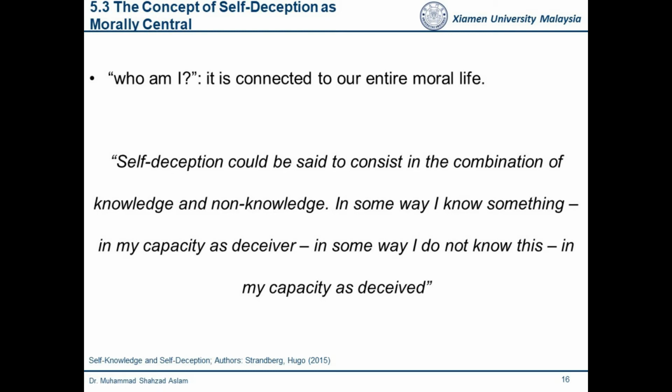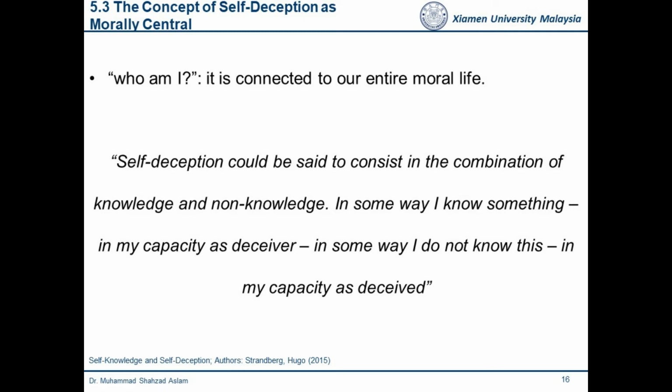So if you see the next line, in some way I know something in my capacity as a deceiver. Like I discussed, sometimes I have the knowledge of why I am deceiving someone. Maybe you don't trust your friend, maybe you have some issues with someone, so you are deceiving, but that's obviously morally not correct. But in some way I don't know this; sometimes you are not aware of why you are deceiving someone. That is also important. That is where the question arises: who am I?